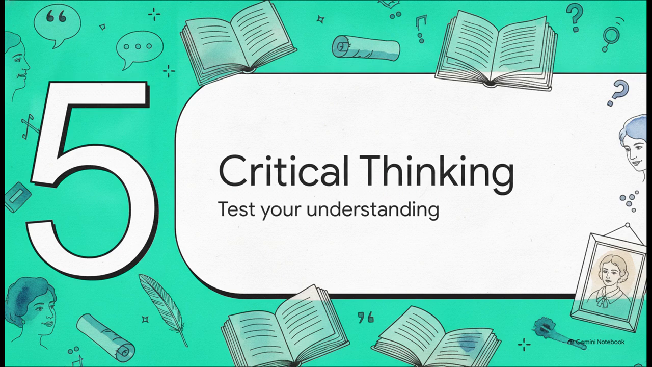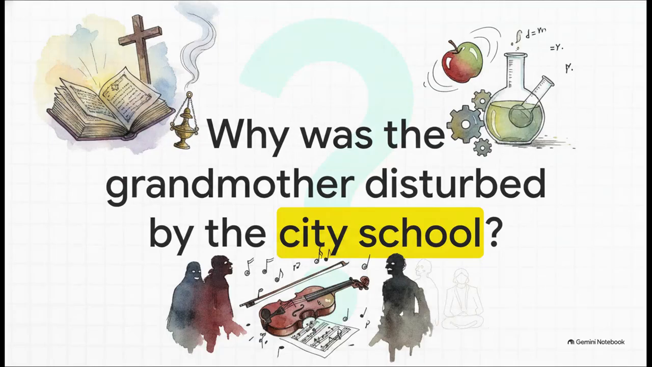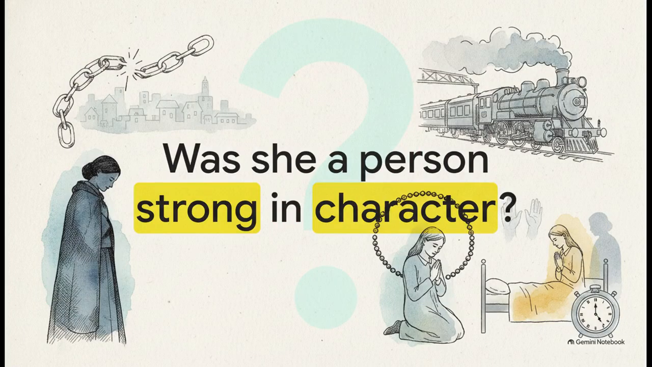Let's test your understanding. So think back, what were the 3 main reasons the grandmother was so disturbed by that city school? First, she was highly distressed by the complete lack of teaching about God and the scriptures. Second, she couldn't understand or help him with the Western science he was learning, like gravity and Archimedes' principle. And third, the absolute deal-breaker was the music lessons, which she believed were monopolized by harlots and beggars, completely inappropriate for gentlefolk.